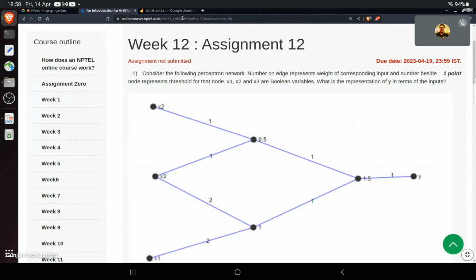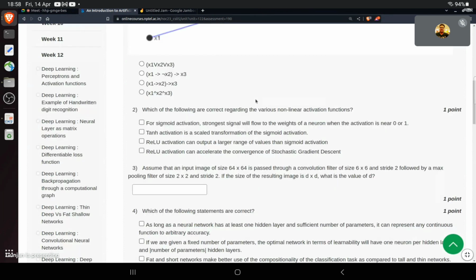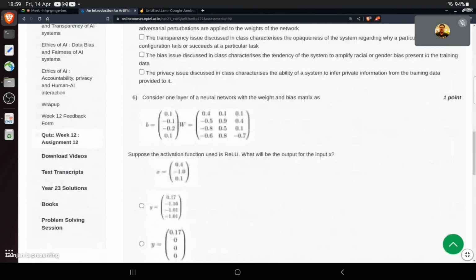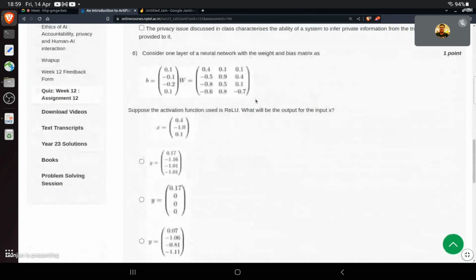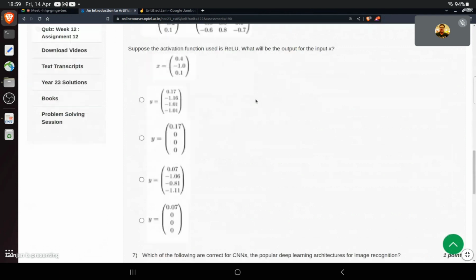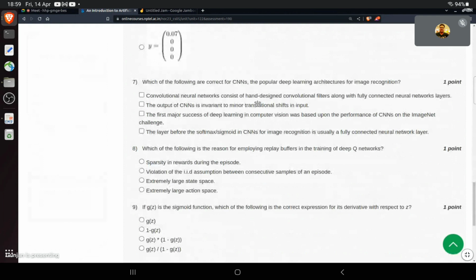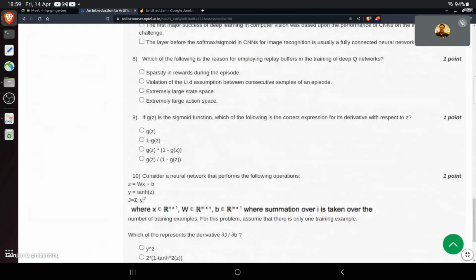Consider the following perceptron network, number of edges, and the representation of pointers. We do have a question like this. So then we also have a question like this. Consider the... what will be the output given...? It's easy actually. I mean, it looks heavy, but you just need a calculator, nothing else.